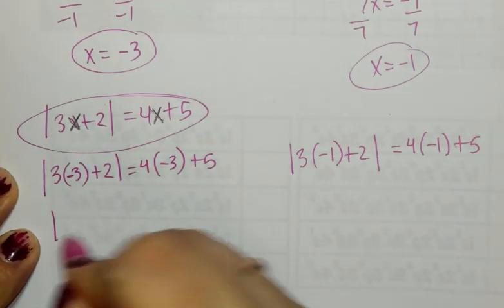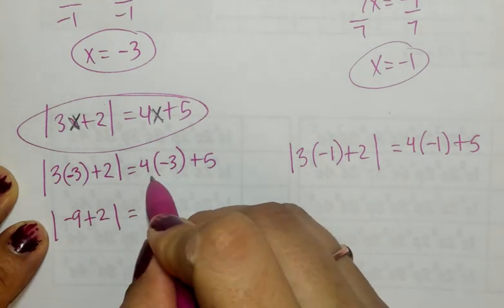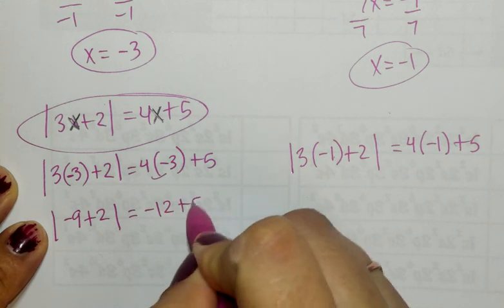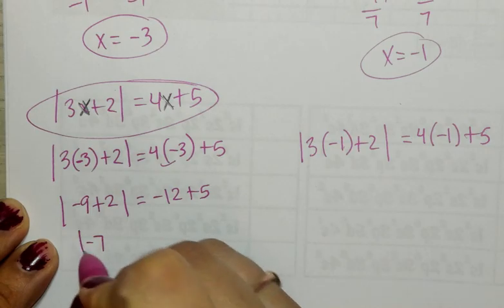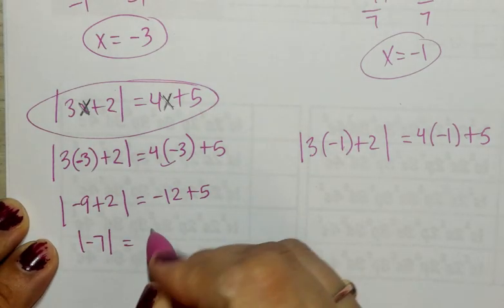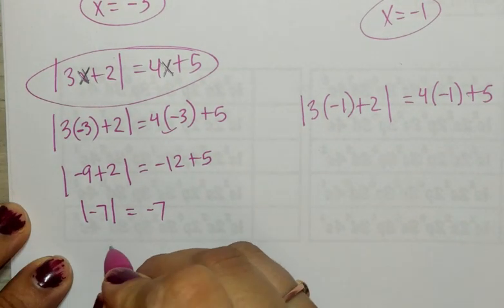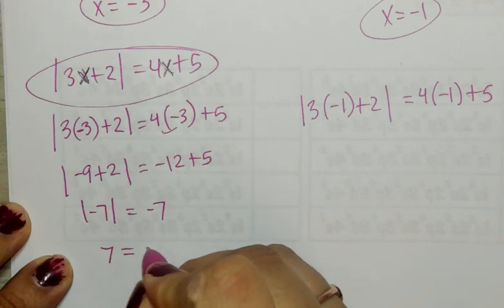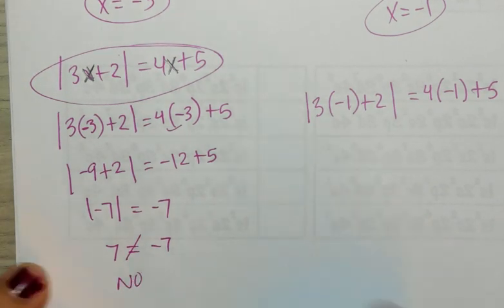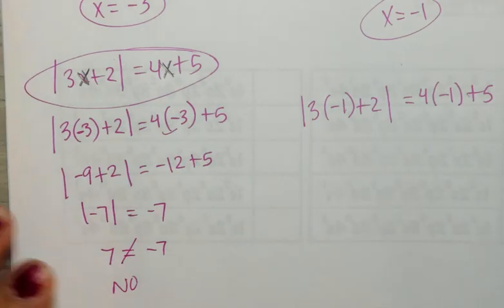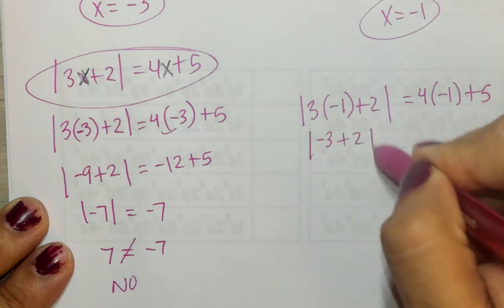So on the inside of this absolute value, 3 times negative 3 is negative 9. And then over here it's 4 times negative 3, which is negative 12. Negative 9 plus 2 is negative 7. And negative 12 plus 5 is negative 7. Absolute value of negative 7 is positive 7. And this is where you can see that they are not equal. So this is a no. Not true, not possible.